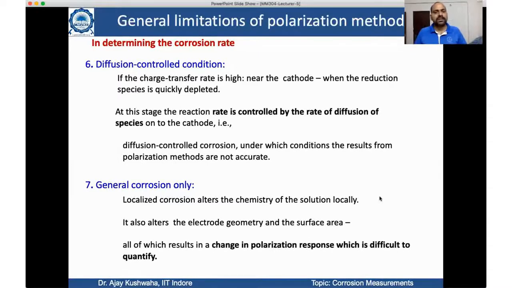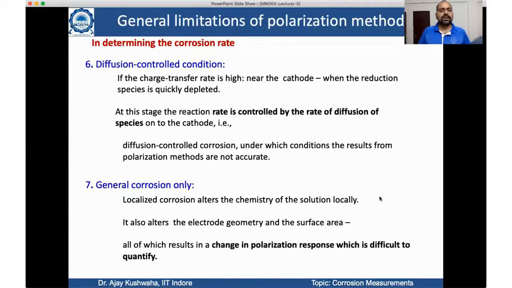So if that is the situation, then this pit or the crack is basically going to give a difference in the corrosion rate. The current or the reaction happening at the electrode will be different. But if we think it is generic or uniform corrosion, then our estimate is different from the actual.